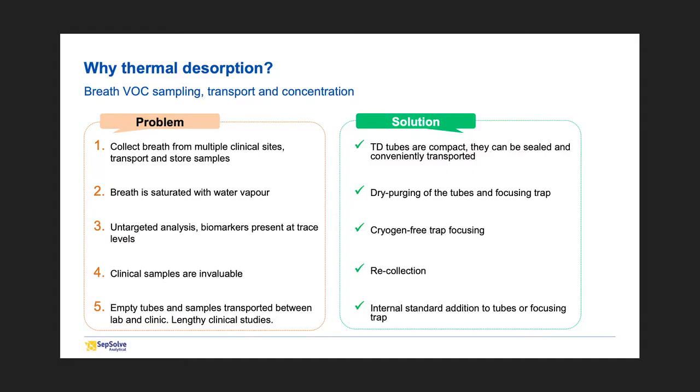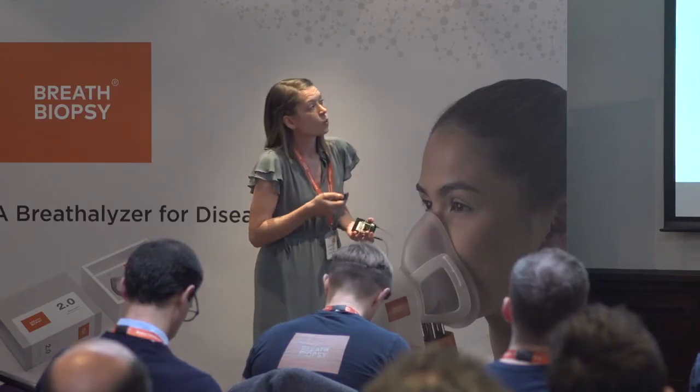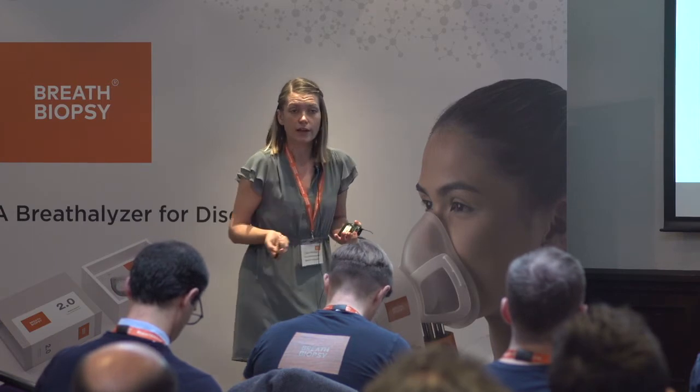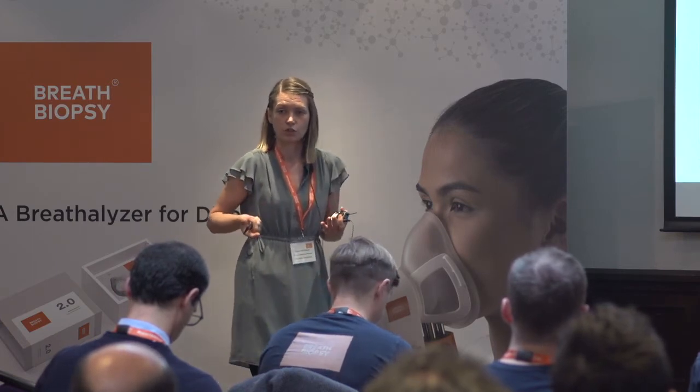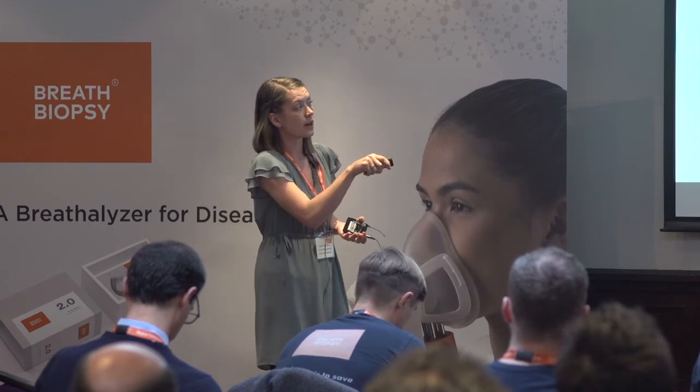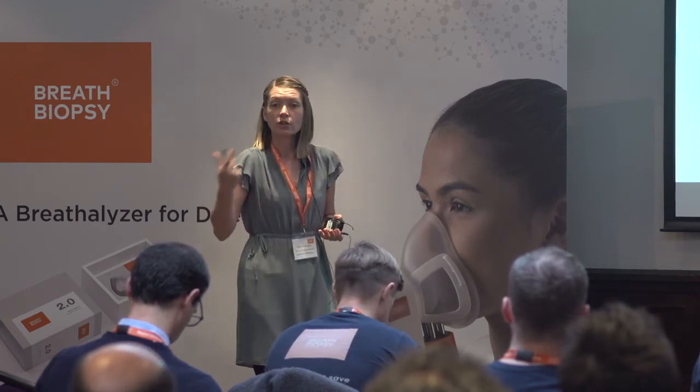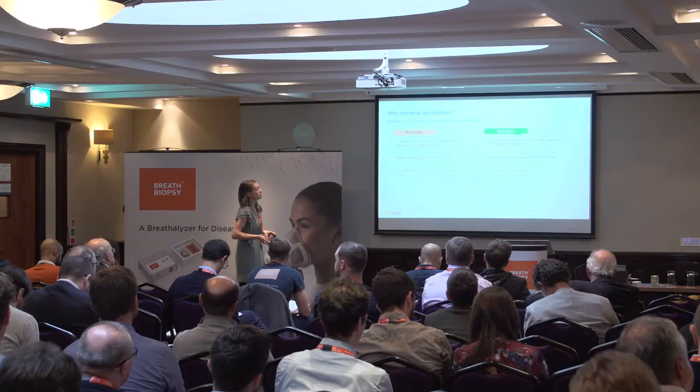Breath is saturated with water vapor. The sorbent tubes can be selected to retain as little water as possible, and we can perform dry purging of the tubes and the focusing trap prior to analysis to remove further water. And you saw in the Owlstone video earlier the use of the TC20 conditioning system. With that system, you can actually perform offline dry purging as well for up to 20 tubes at a time. So rather than having the dry purging within a sequence, you can do it offline in the TC20.